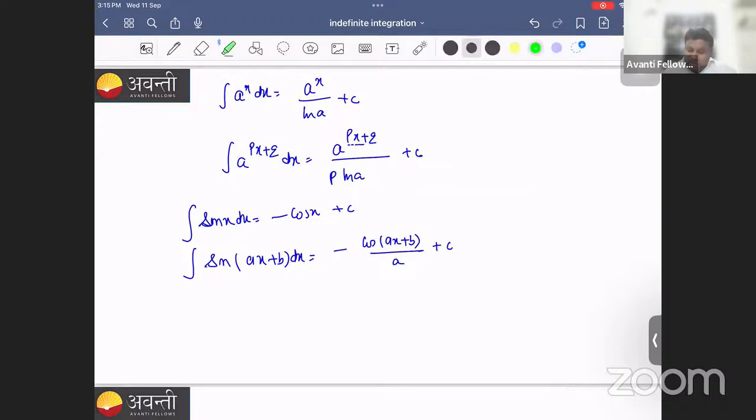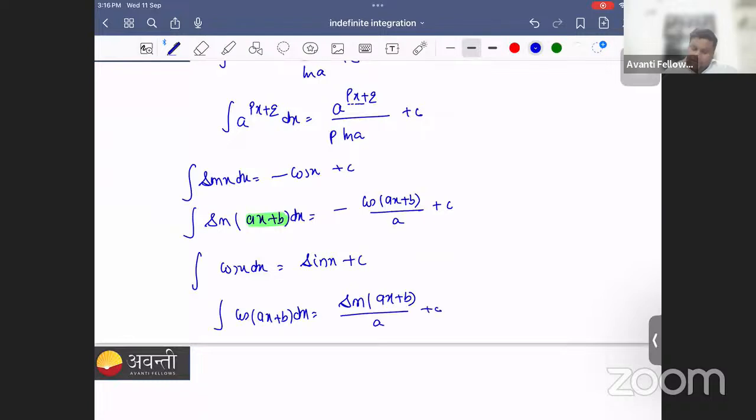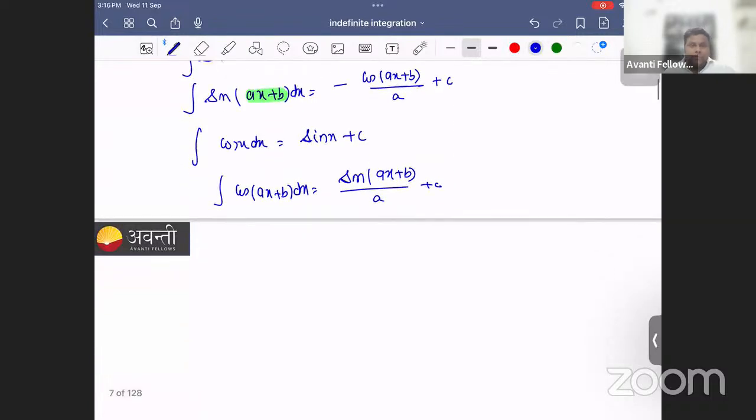Why have I been able to do it? Because this is a linear function. For a linear function, we divide by its derivative while finding the integration. Integration of cos x dx is sin x. And similarly, integration of cos of ax plus b dx is sin of ax plus b upon a plus constant. Got it?